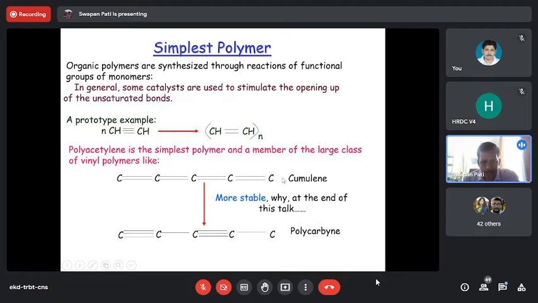For example, cumulene: C double bond C, C double bond C, double bond C. Every carbon has four bonds. Okay, cumulene. But as soon as you try to synthesize this one, it will convert to this, polycarbyne, triple bond, single bond, triple bond, single bond. So this is never stable. Cumulene is never stable in this form, with all double bonds. It goes to this structure.